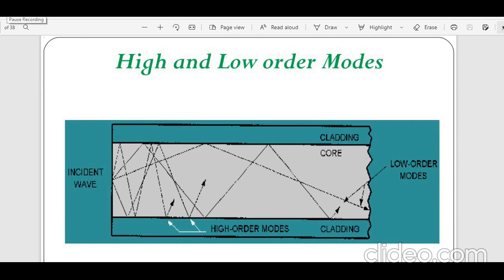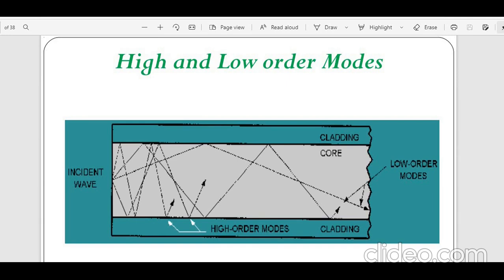In these high and low order modes, what are we going to learn? We are going to learn about the orders of modes when we try to find the electrical components and magnetic components, how they vary and what phenomena they depend on. All these parameters we are going to learn in high and low modes.